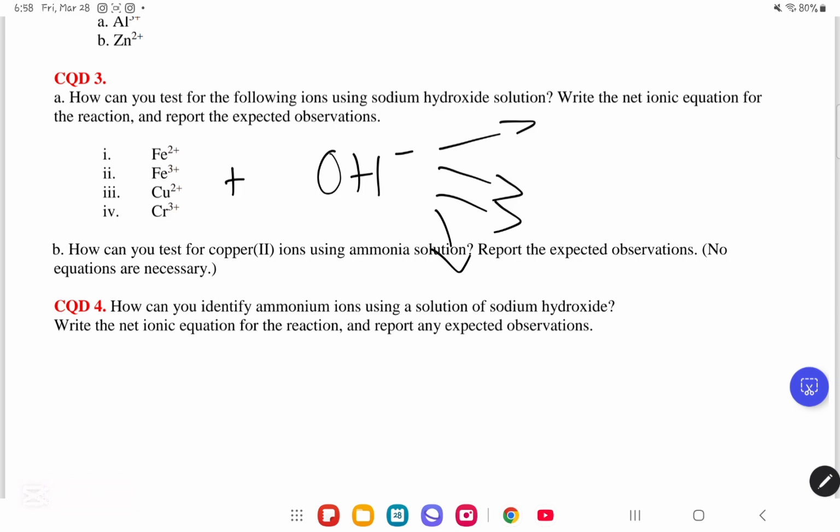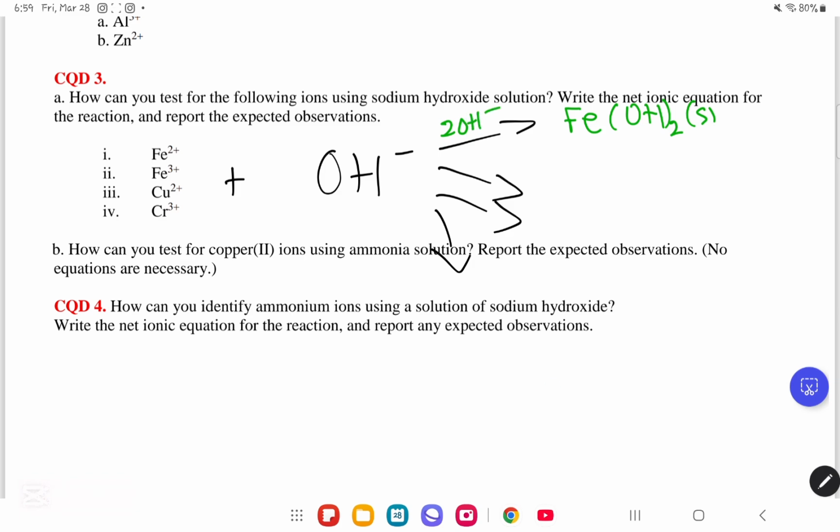The first product that we have is when Fe2+ reacts with OH-, and it is going to produce Fe(OH)2 solid, and it is a dirty green precipitate. To balance it, you are going to put a 2 over here, so I'm just going to put 2OH-.